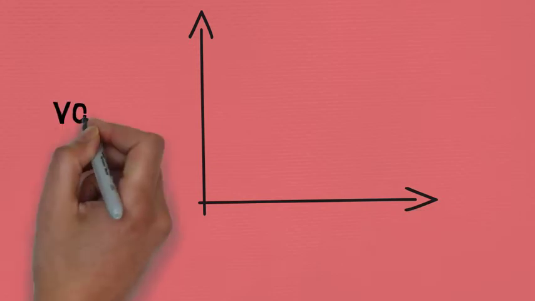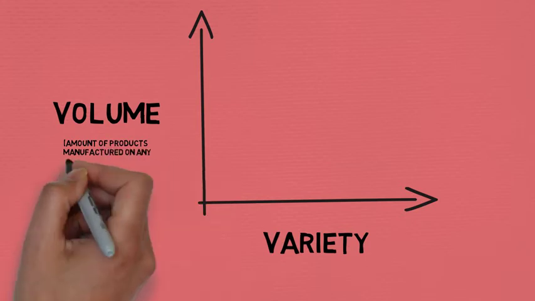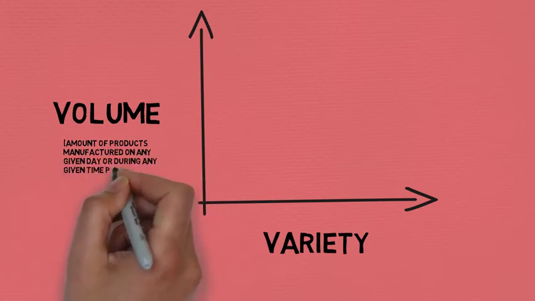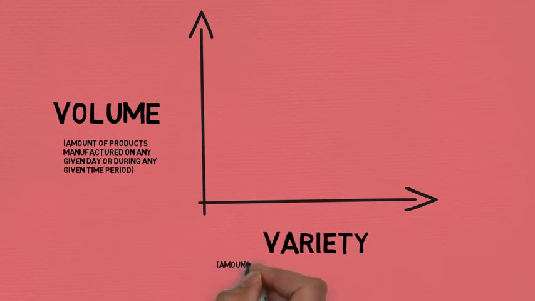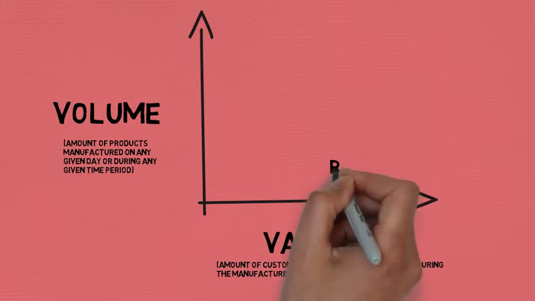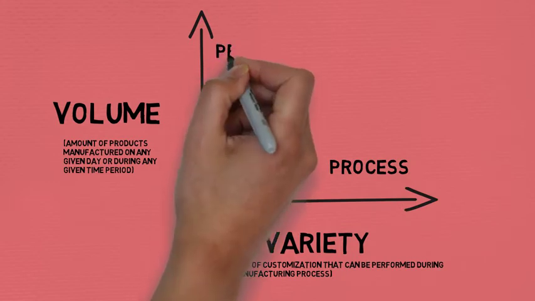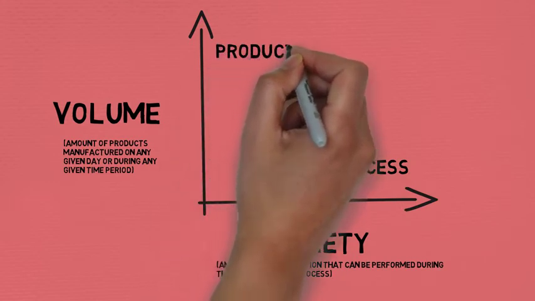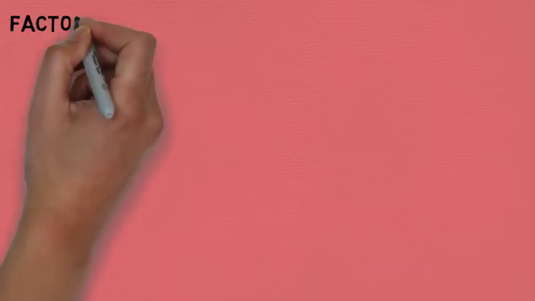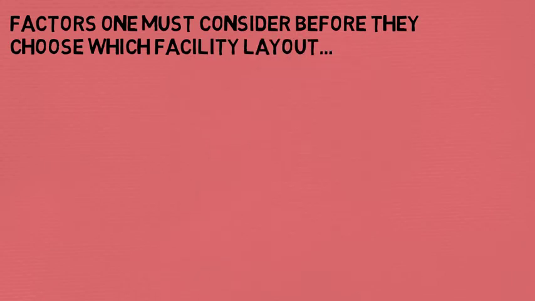The process and product strategies differ in terms of both their volume and variety. By volume, we are referring to the amount of products manufactured on any given day or during any given time period, whereas variety refers to the amount of customization that can be performed during the manufacturing process. As seen here, process has a high variety and low volume, whereas the product layout strategy has very high volume but low variety.